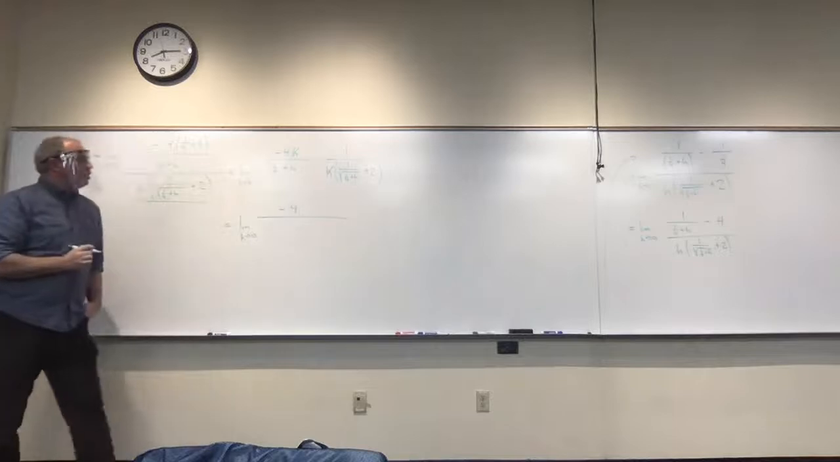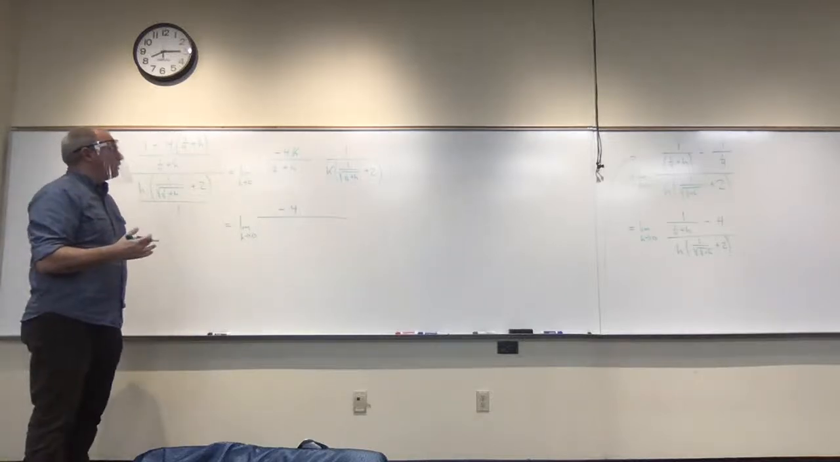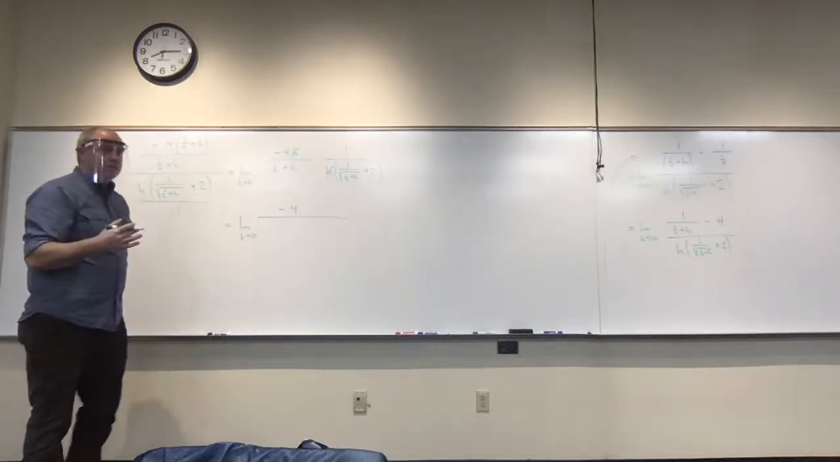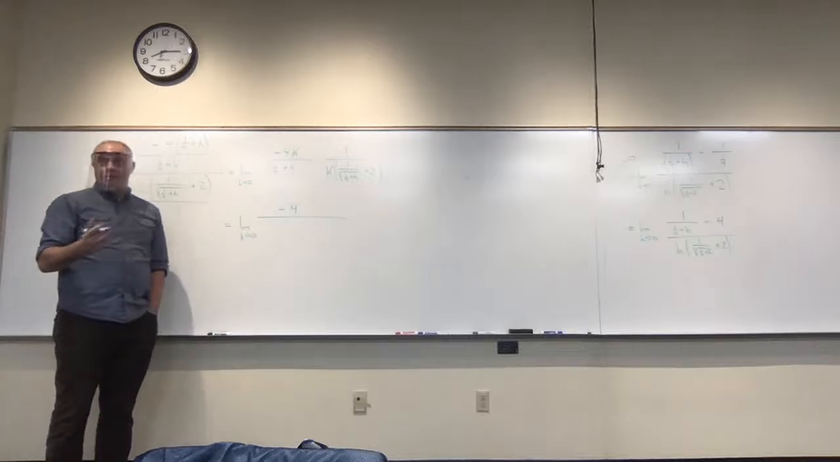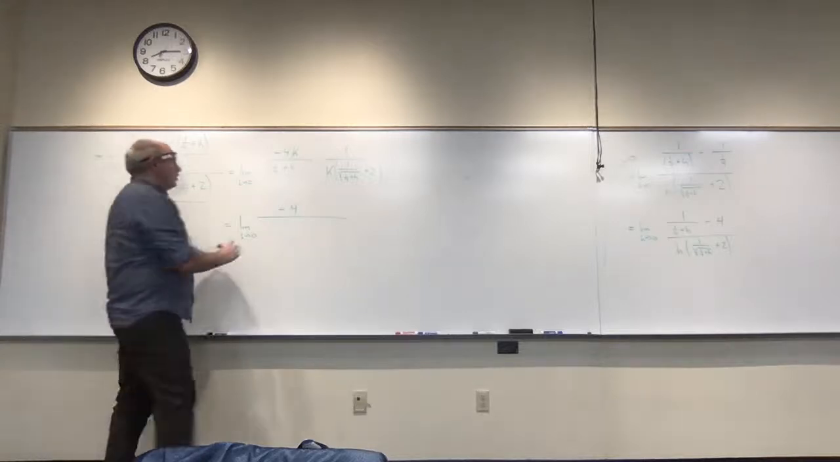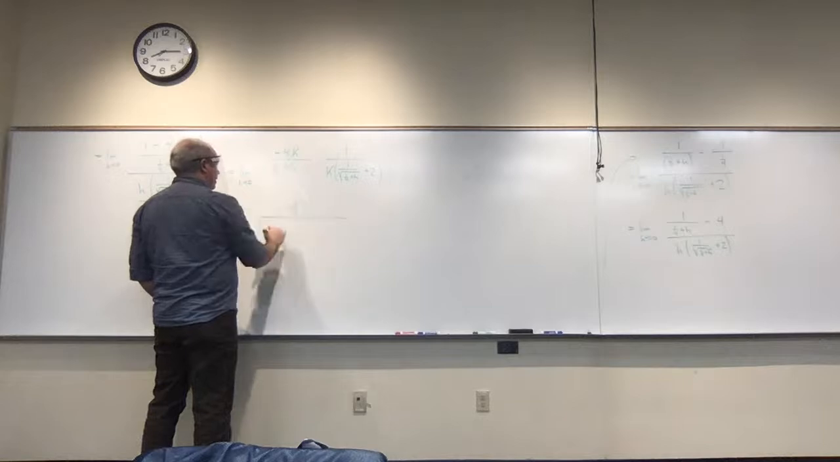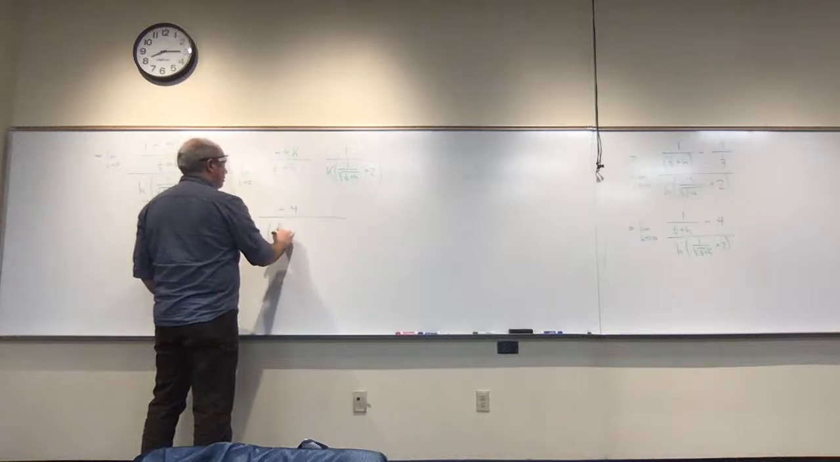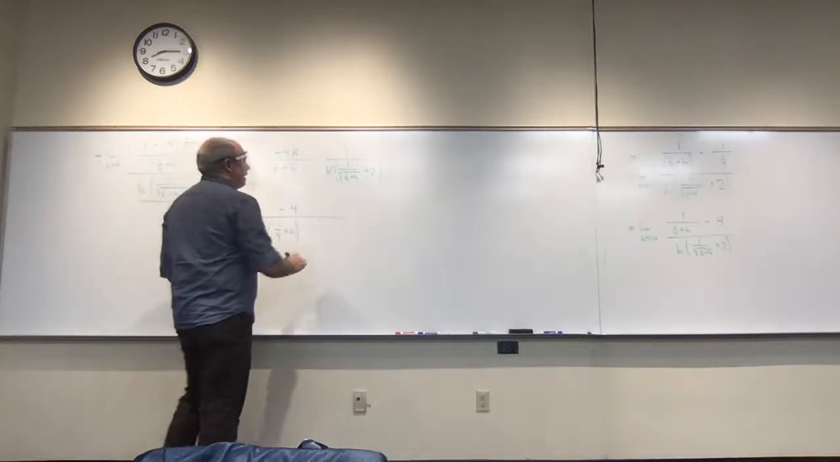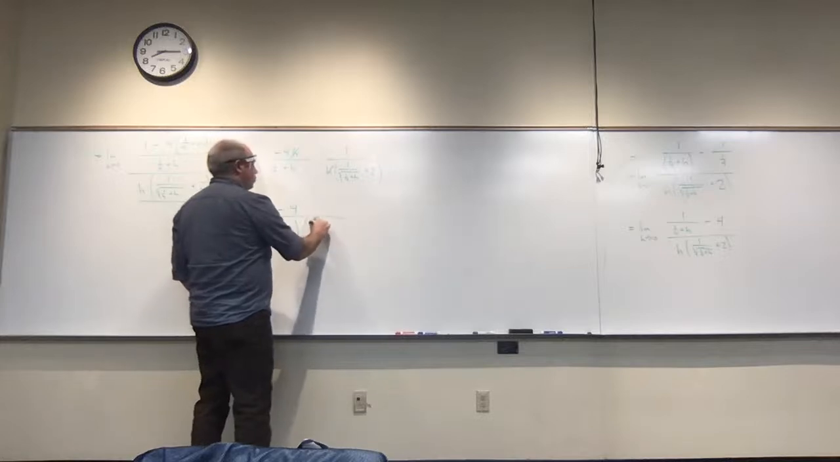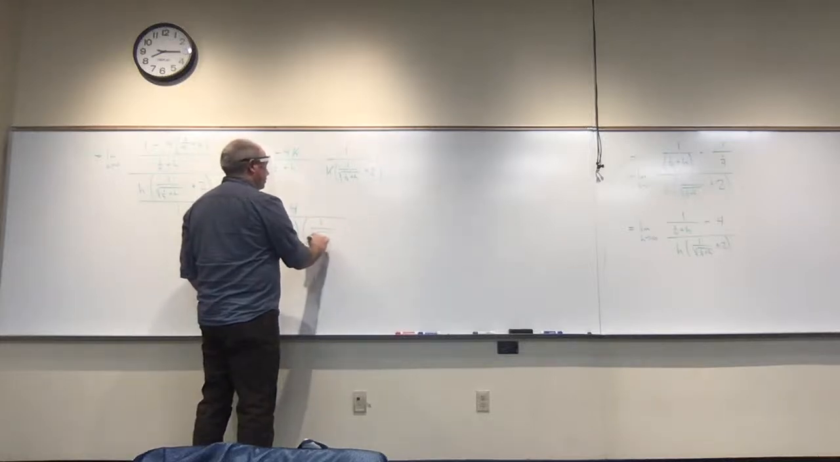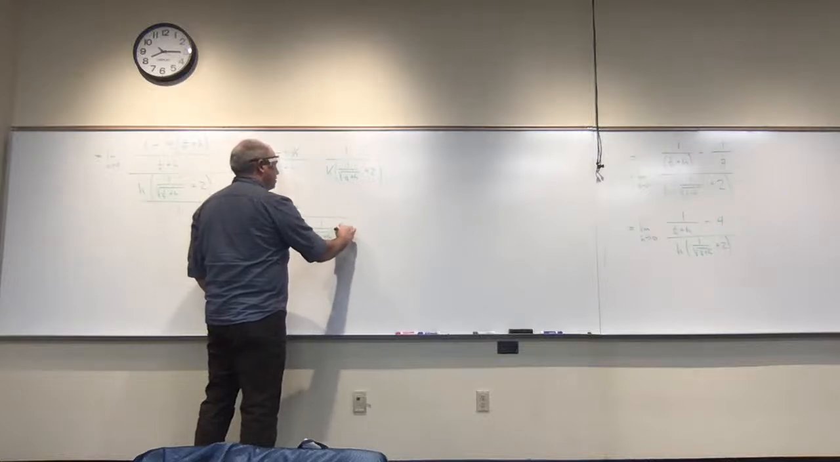On the bottom, things are kind of ugly, but I don't really care, because I'm about to plug in h equals 0. So on the bottom, I just have to keep track of what I've got. I have a 1/4 plus h, and I also have a 1 over the square root of 1/4 plus h, plus 2.